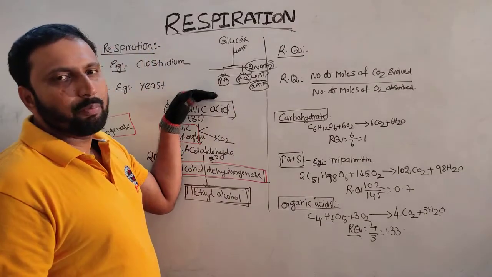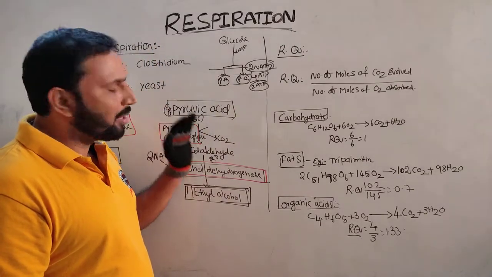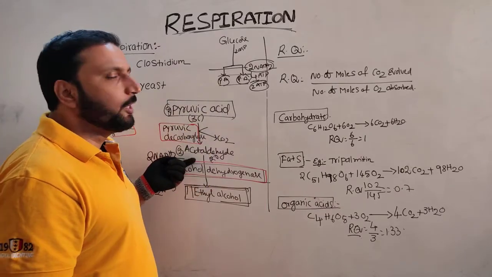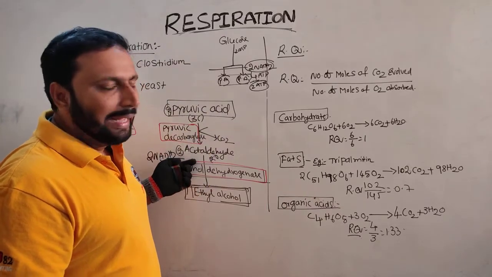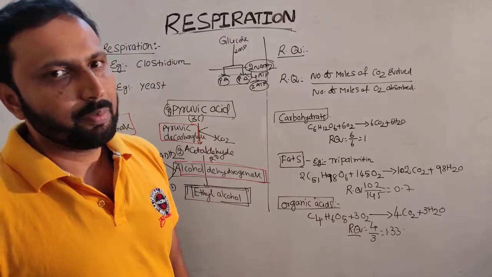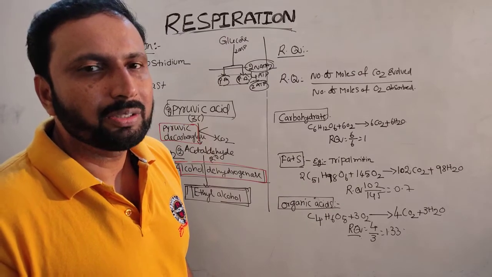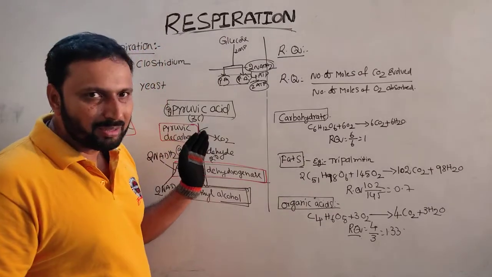Now the two molecules of pyruvic acid undergo decarboxylation. When they undergo decarboxylation, two molecules of acetaldehyde form. In each acetaldehyde, two carbons are present. For that, the enzyme is pyruvic decarboxylase, or pyruvate decarboxylase.